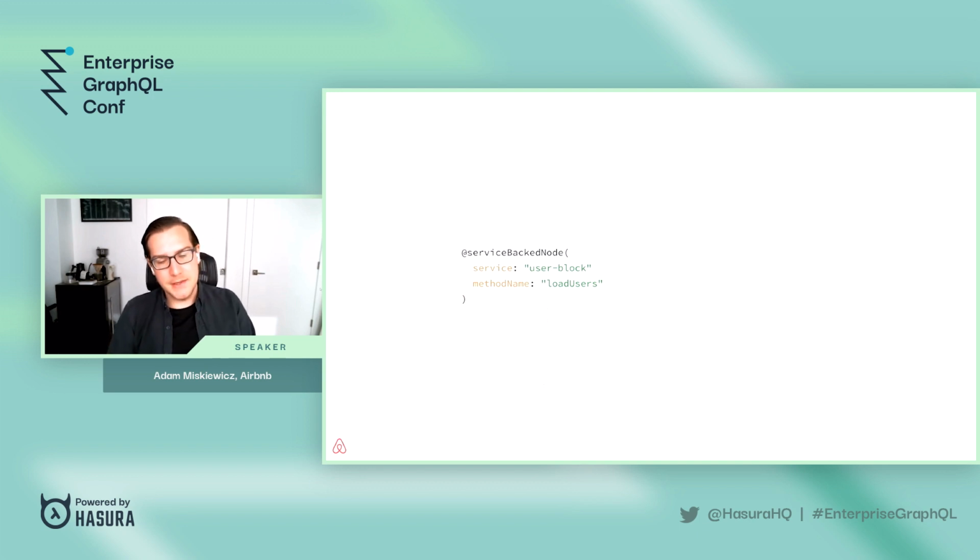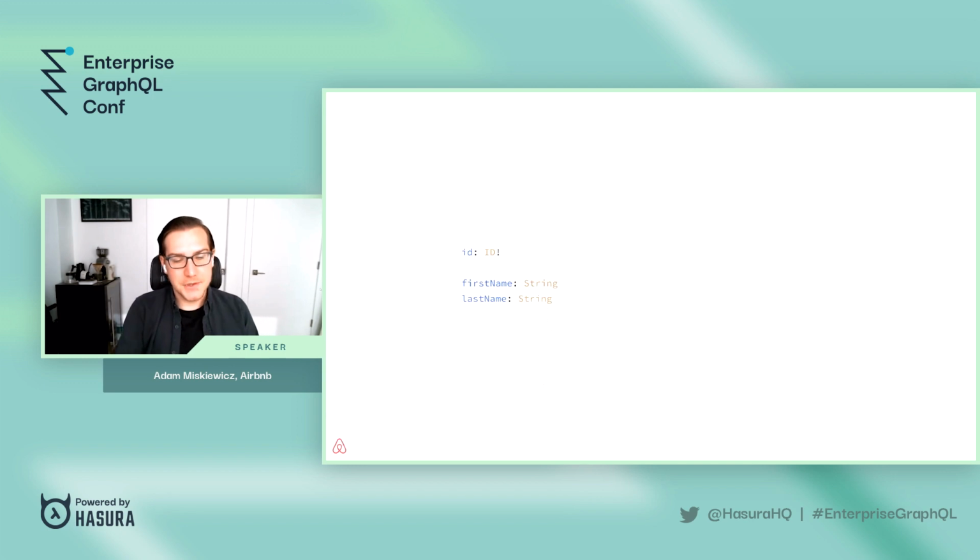So here we're saying that this user type is powered by a service called user block, and that we can fetch information about the user by calling a Thrift method on that service called loadUsers. Now, when consumers query the graph for this type, Viaduct knows how to resolve it from the underlying service appropriately.